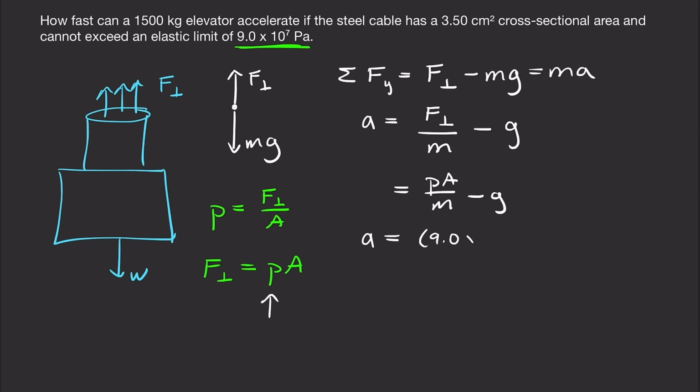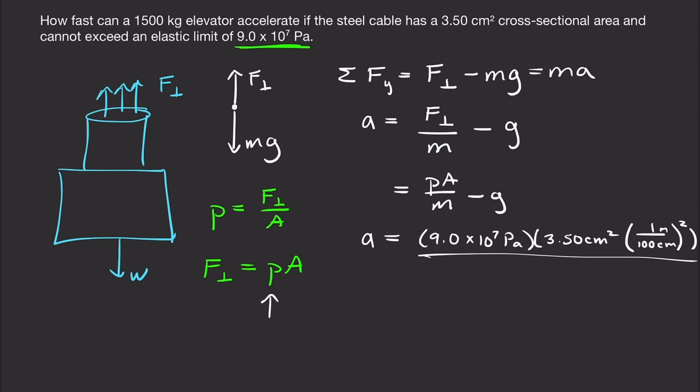Okay, so our elastic limit, 9 times 10 to the 7th pascals, times the cross-sectional area, 3.5 centimeters squared, but we need this in meters, so we need to convert it. So that's 1 meter for every 100 centimeters, and we need this to be squared. Okay, so we do our conversion factor and square it over 1,500 kilograms. And then we need to remember to subtract off 9.8 at the very end for g, so don't forget that. And this is going to equal 11.2 meters per second squared.